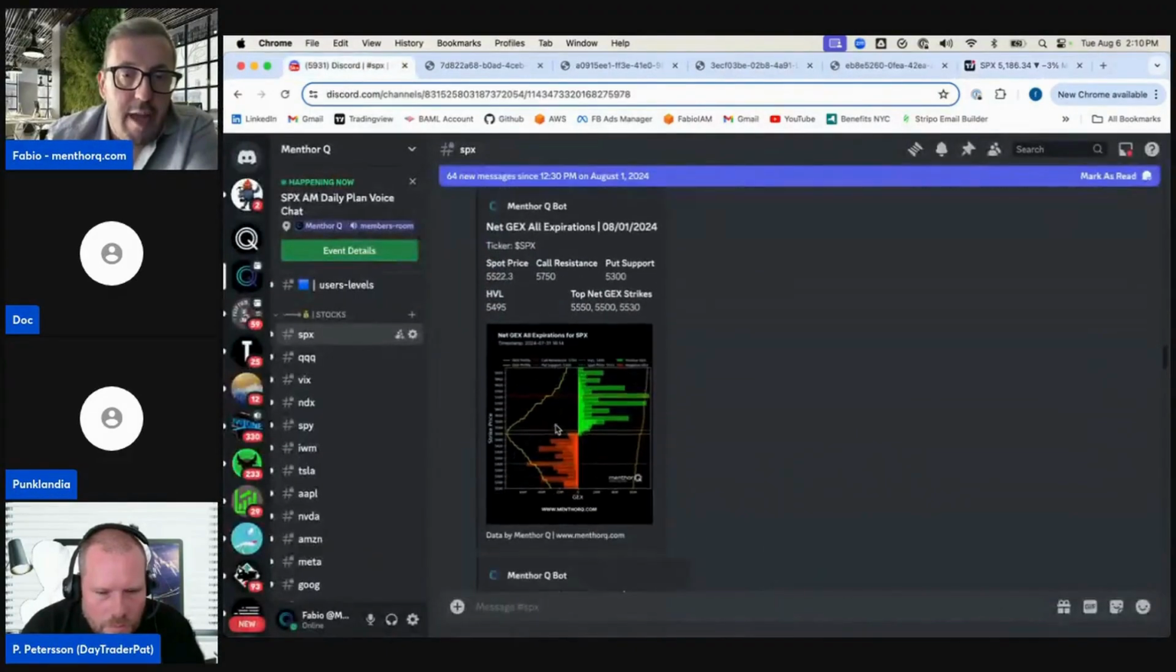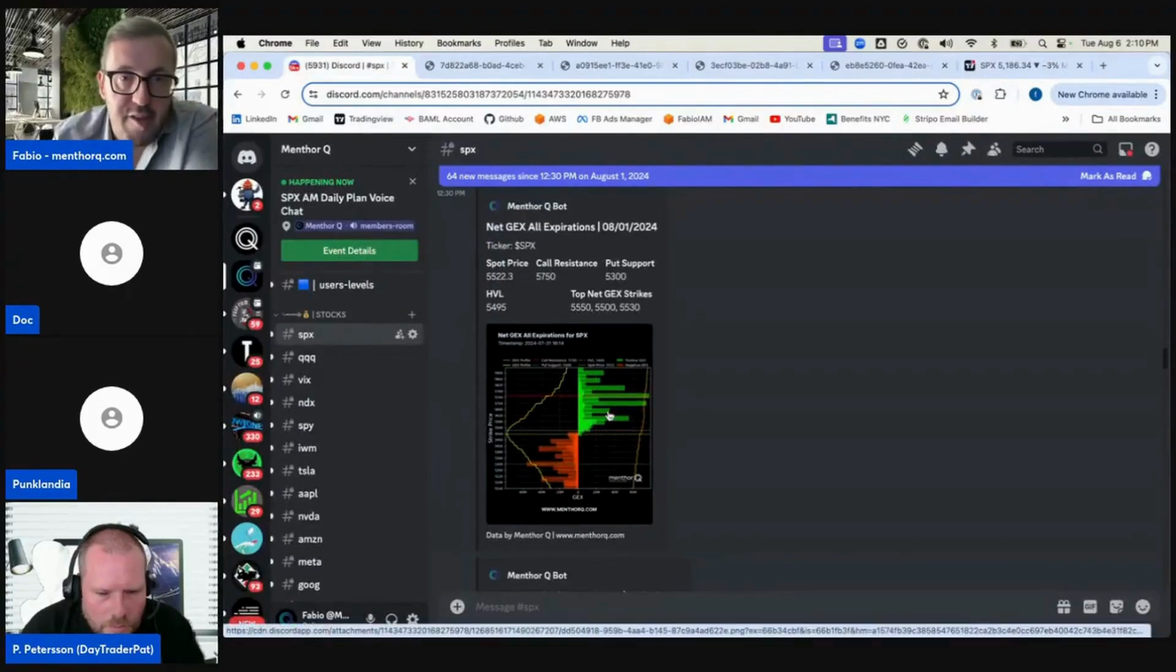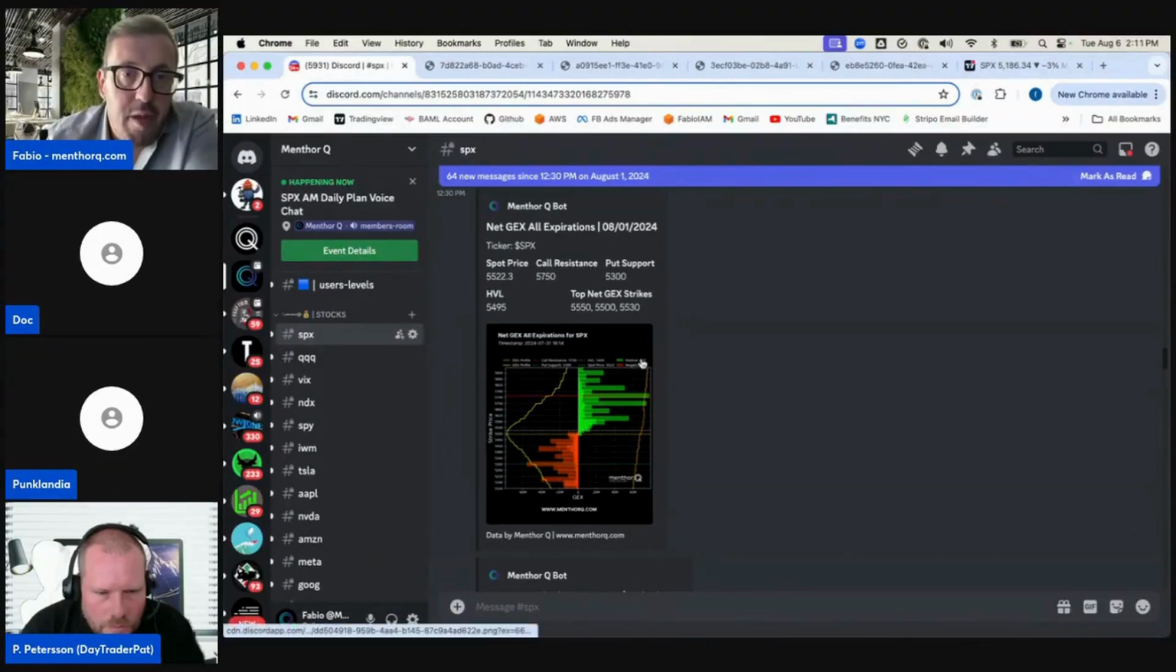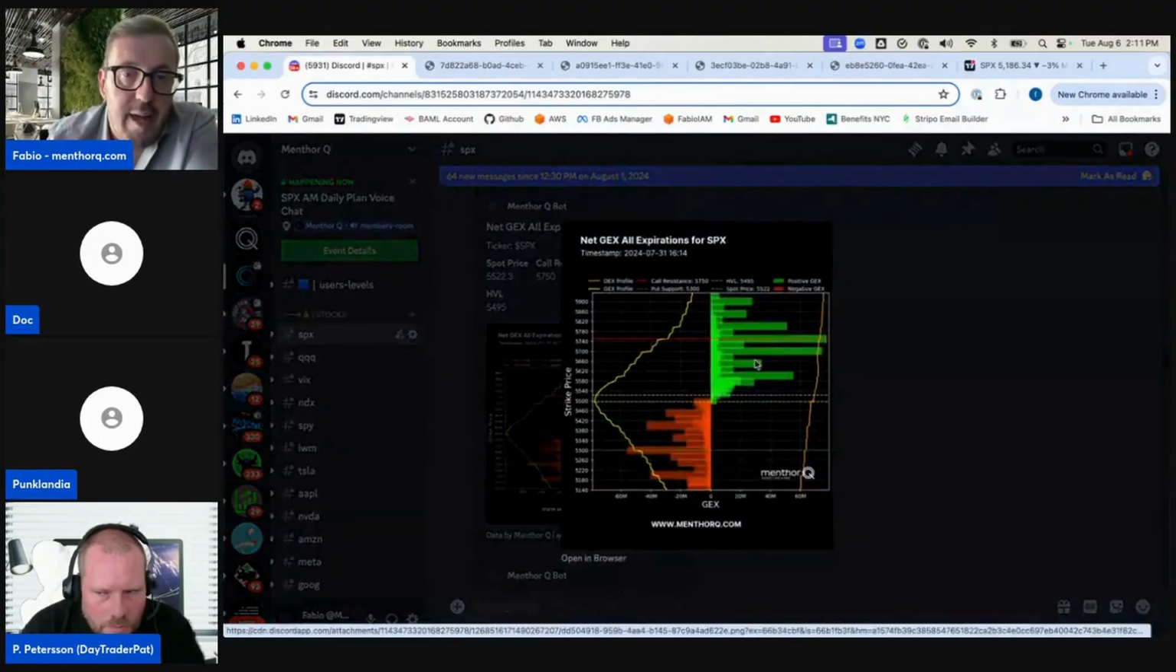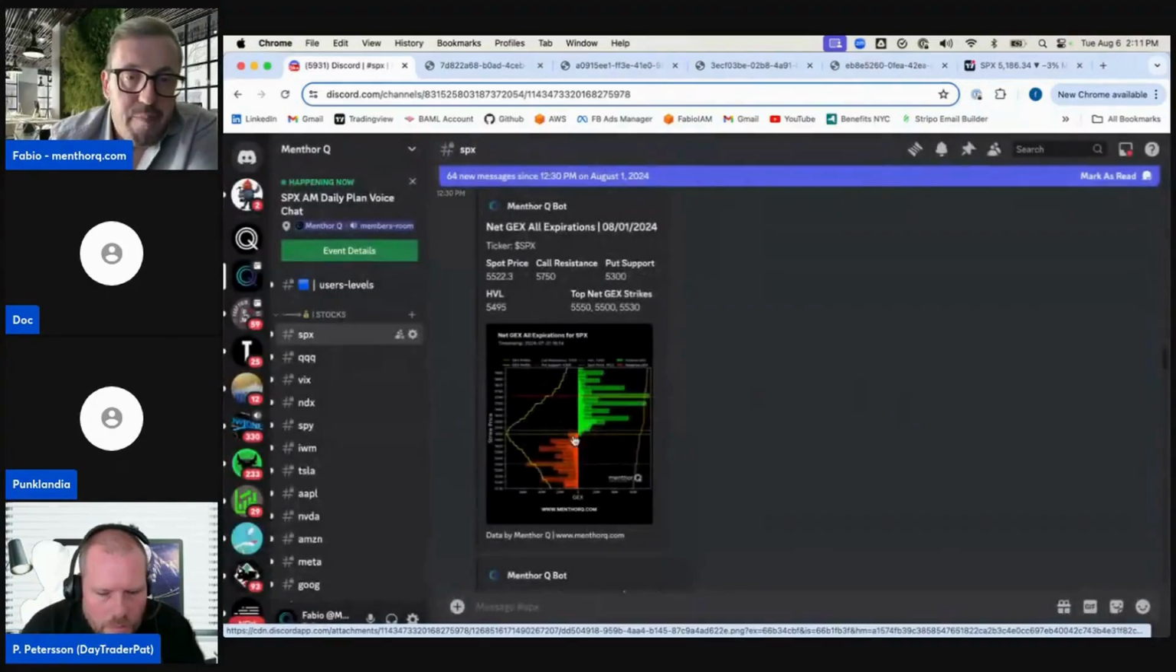Then I can actually look at positions. This is a very important chart. It's the net gamma exposure for all expirations here. First you want to see that on August 1st, we still had a lot of bullish positioning on these strikes here, but we started seeing some bearish positioning piling up here.